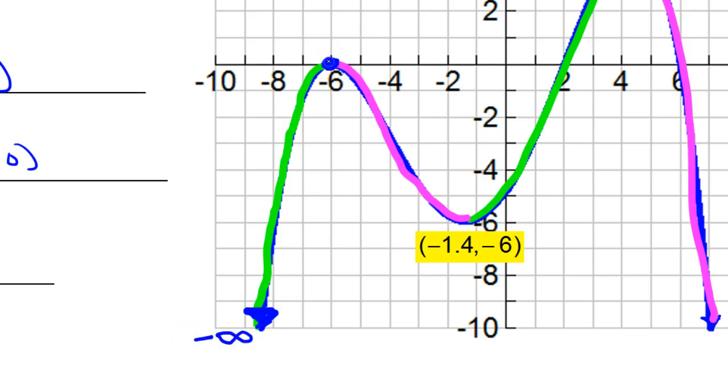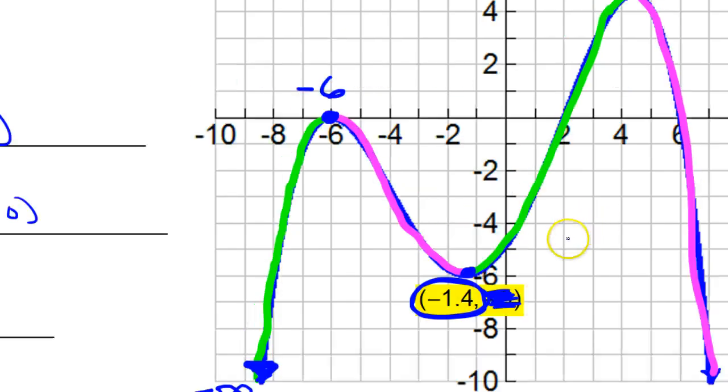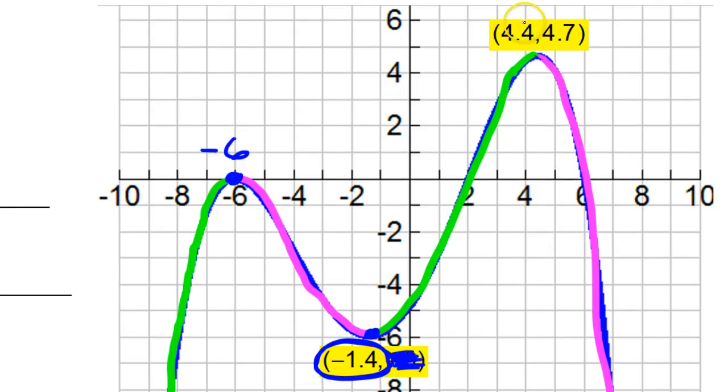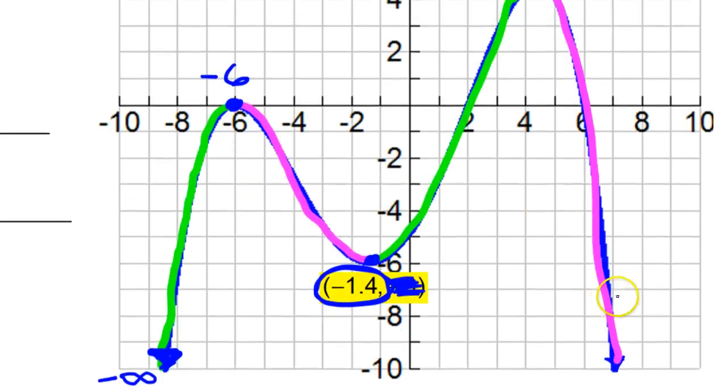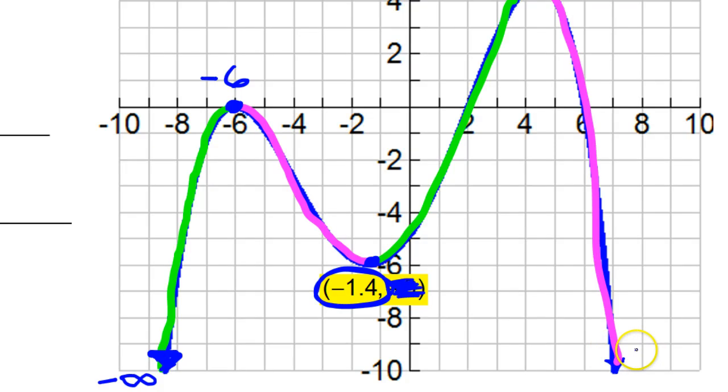The x value right here is going to be -6. The x value right here is going to be -1.4. I don't care about the fact that it's -6 on the y side. All I want is the x value. Same thing up here. The x value is 4.4. I don't care about the 4.7 right now. We're doing all x values. And over here on the right, this is going to be a positive infinity.